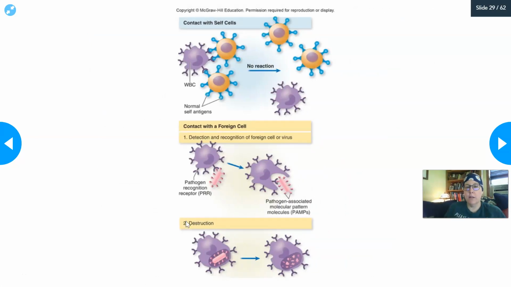Okay, so the immune system, right here, the purple guy, will go and check cells that are self, and there should not be a reaction. If you have a reaction of the immune cell against self, then you're going to have autoimmune diseases. And if the immune cell makes contact with a foreign cell, like a bacteria, it uses its pathogen recognition receptors and interacts with the pathogen-associated molecular pattern molecules, and it sees it as a pathogen, and it is automatically just going to eat it and destroy it. Okay.